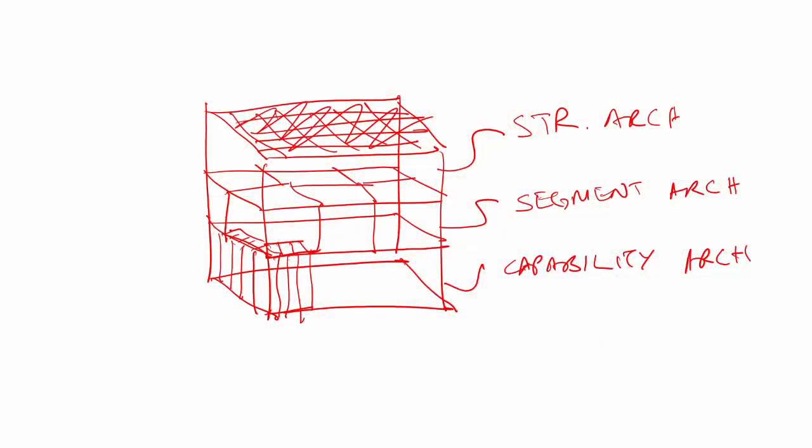And then the segment architecture is defined by the strategic architecture. So once we have the long-term vision, we will break it down into various segments, and then each segment will be managed separately, but it will ultimately align with the strategy that we have at the top level. And then the segment architecture will have multiple capabilities within it, and each capability architecture will be aligned with its own segment.